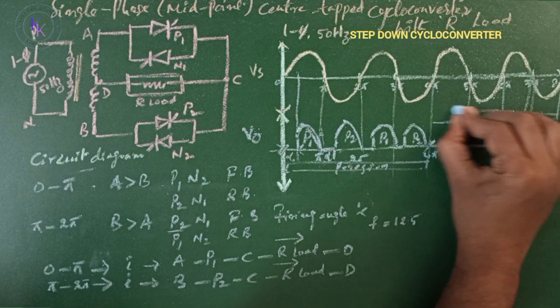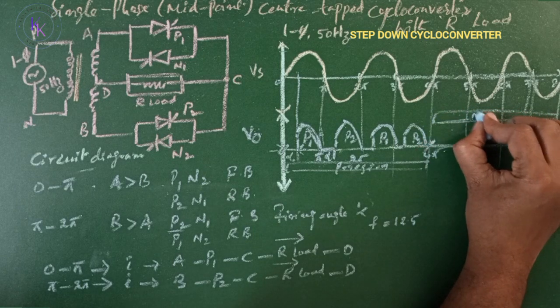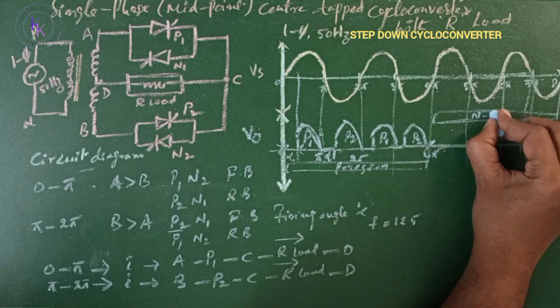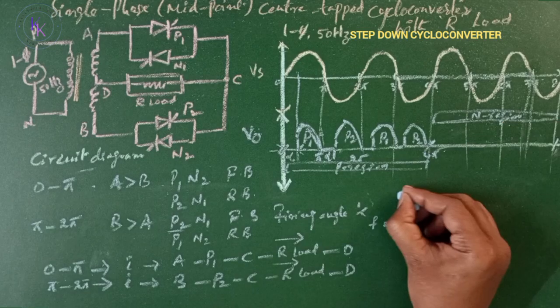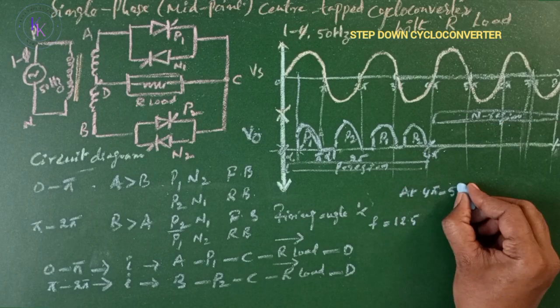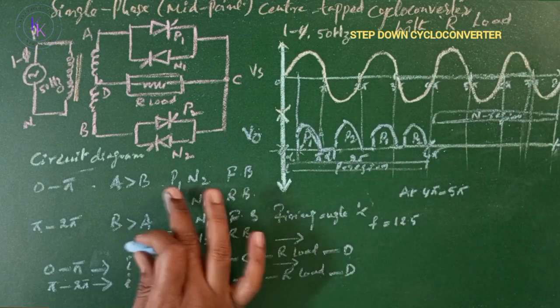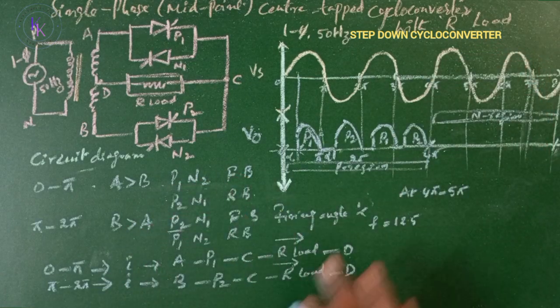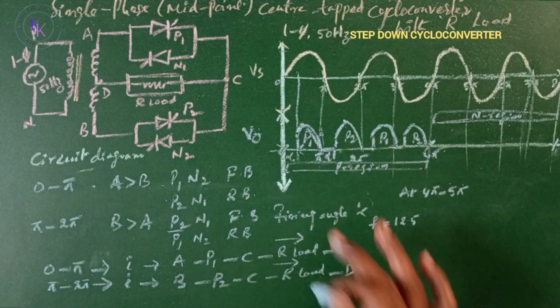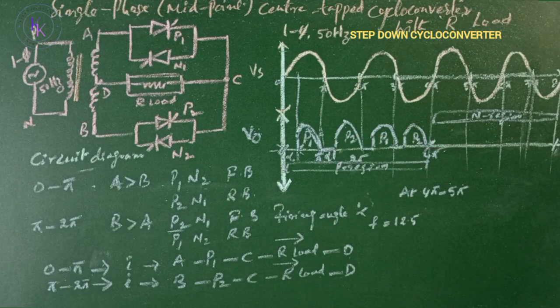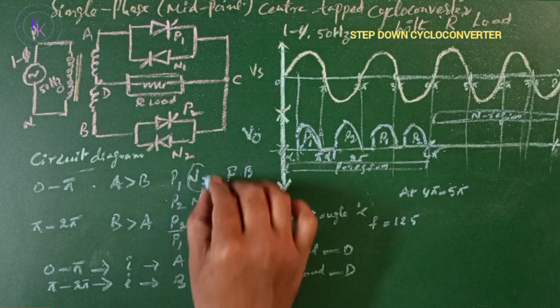This is the reason I turn on the N thyristors, known as the N region, at 4 pi to 5 pi. This is again a positive half cycle. In the positive half cycle, P1 and N2 can be turned on. I turned on P1 while getting the positive half cycle. I need to get the negative half cycle, so I'm going to turn on N2 here.